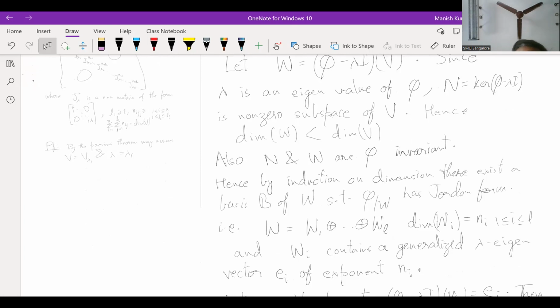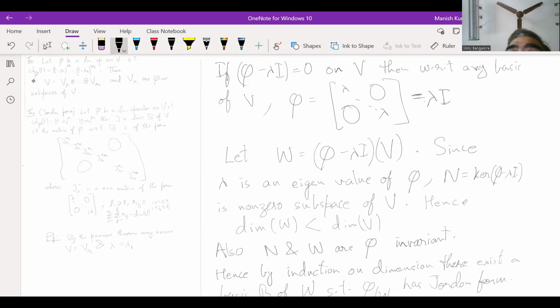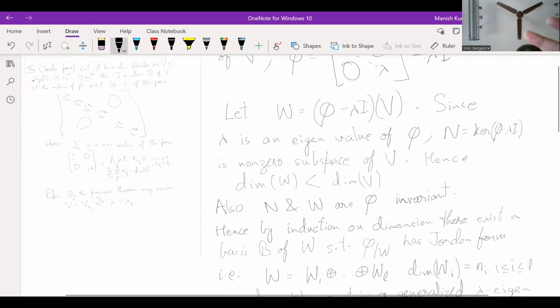Hence, by induction on the dimension, there exists a basis. What is happening is, if everything was an eigenvector, then at one go we get it. But if it is not an eigenvector, you have a generalized eigenvector of exponent 2, let's say, and if I apply phi to it, then it becomes an eigenvector. So the matrix will change a little. For W, we can apply the induction hypothesis and get a Jordan form, and combining it with this, you'll see how it works out.